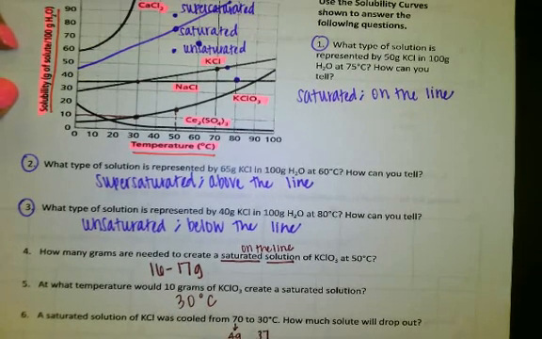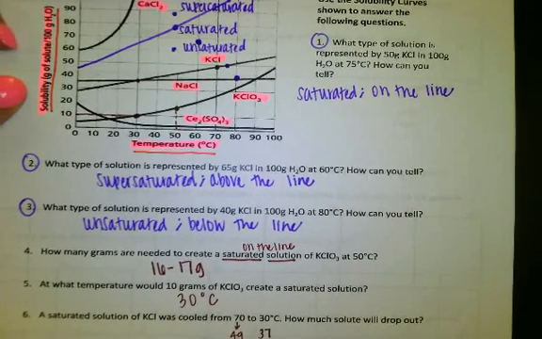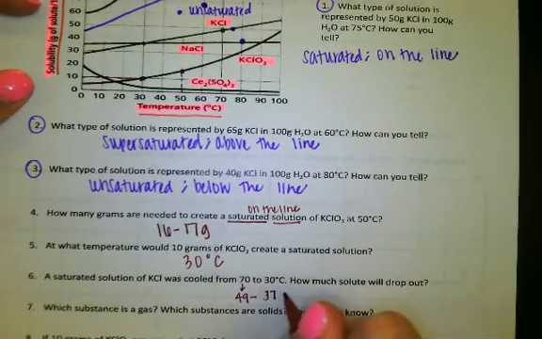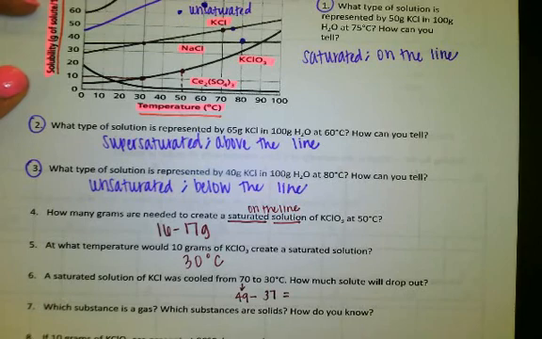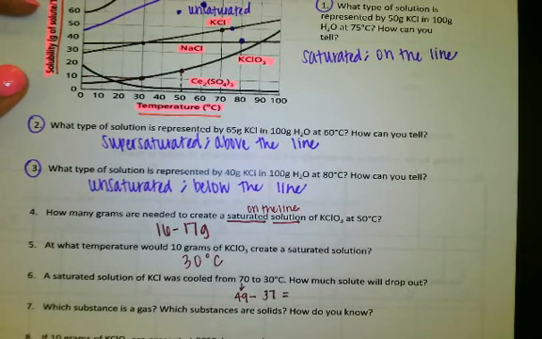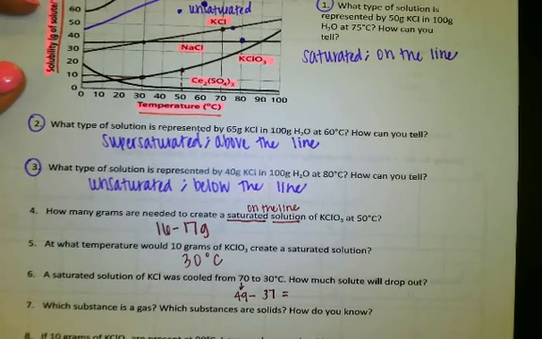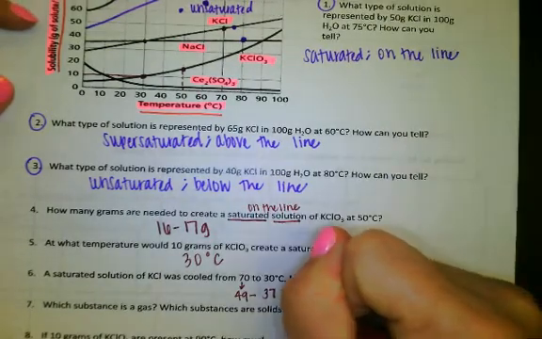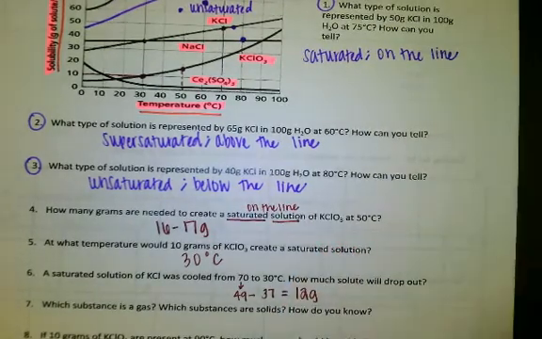So if I need to figure out how much solute would drop out, am I going to add or subtract these? Subtract. 49 minus 37. What do we get? What is 49 minus 37? 12 grams.